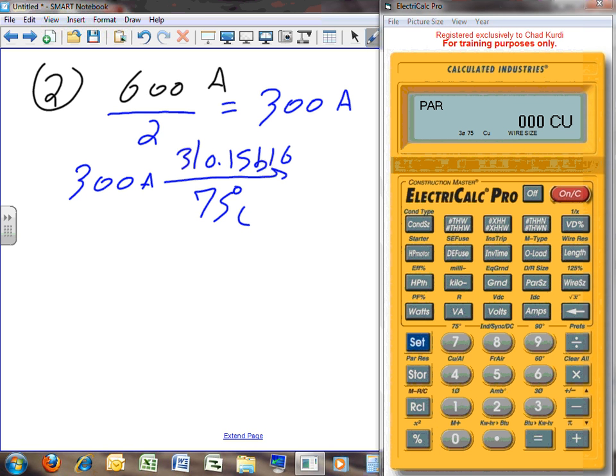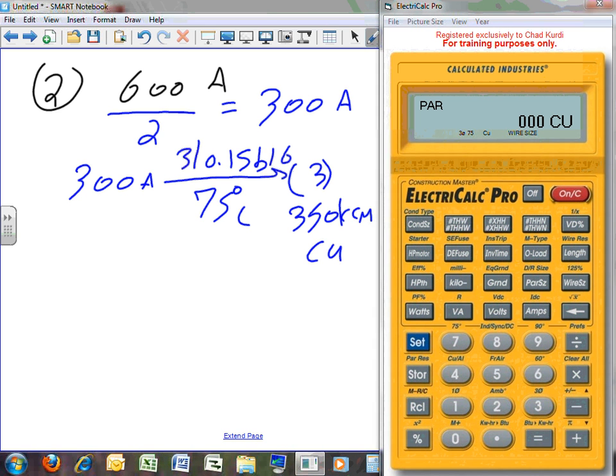So that will get me, where are my calculators here? That will get me, what did they say I need? I need 300. That will get me 350, right? Everybody got 350? So 3 conductors, 350 kcm, copper, CU. Let's use a calculator to see if we can come up with that, just that size.